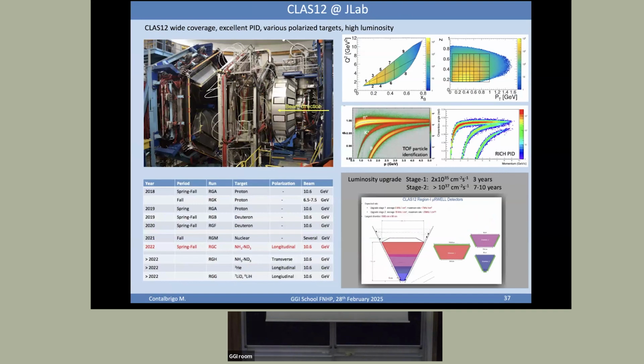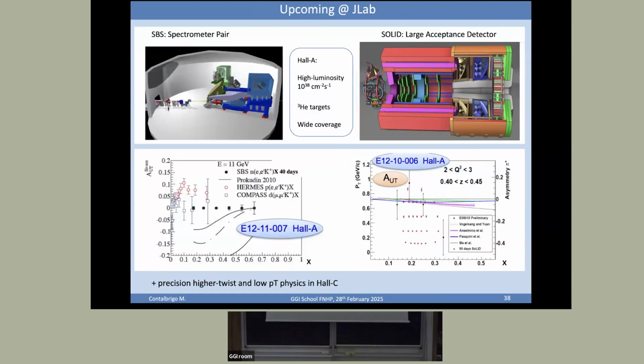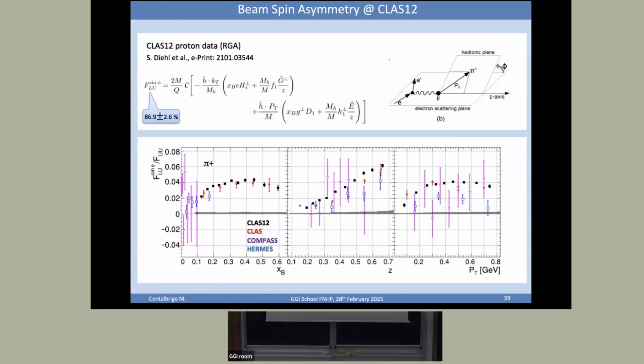The game is to try to see everything that comes out from the target. Again, you see the distribution, x versus Q squared, the typical one. Also the coverage of PT and Z, the hadronic variables. The fact that it should be able to identify hadrons in the final state. And the fact that it should be able to use different targets and polarized targets in order to access different flavors. There are other experiments, but for the moment, I will concentrate just on CLAS and show you some capability that we expect to have.